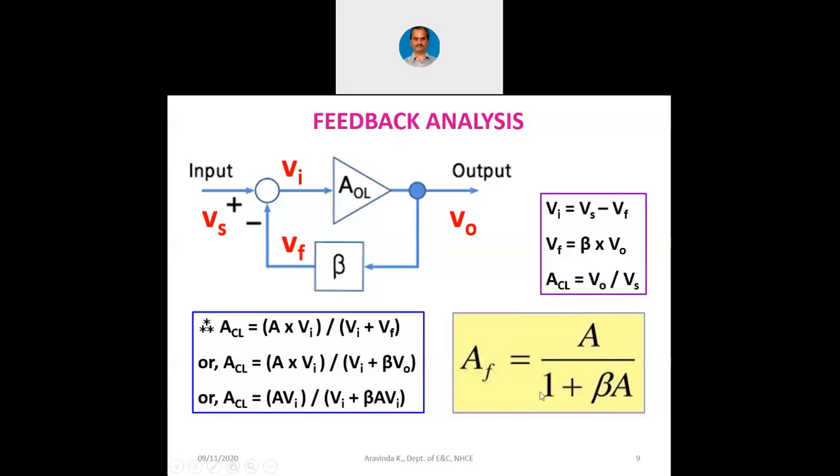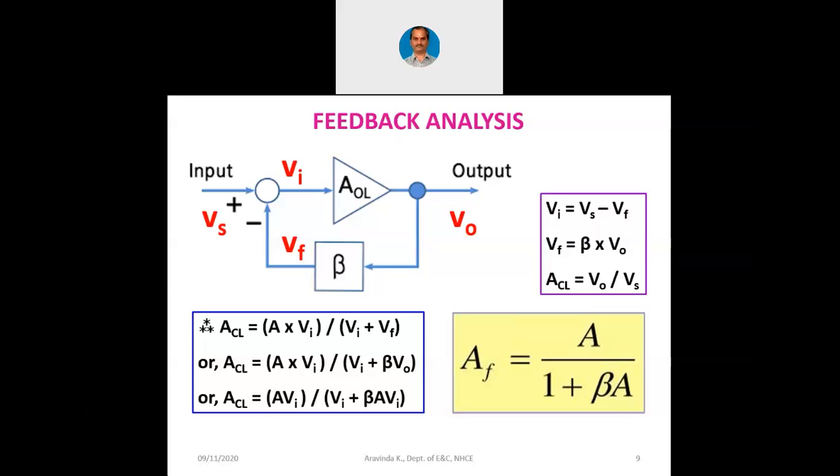When compared to 100, this 1 can be ignored. Then this becomes 1000 by 100. Or we can simply say, if the value of A beta is much larger, then the 1 can be ignored. Then A by A beta will become 1 by beta only. Which means, for any closed loop system of an amplifier with negative feedback, if this factor A beta is much larger, then the feedback gain will be 1 over beta.